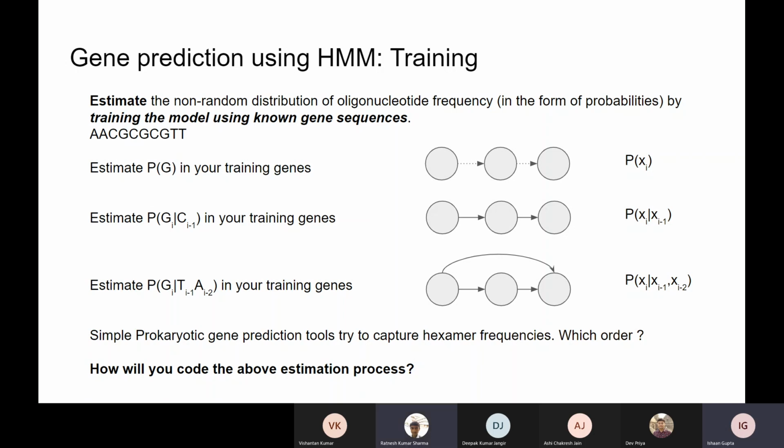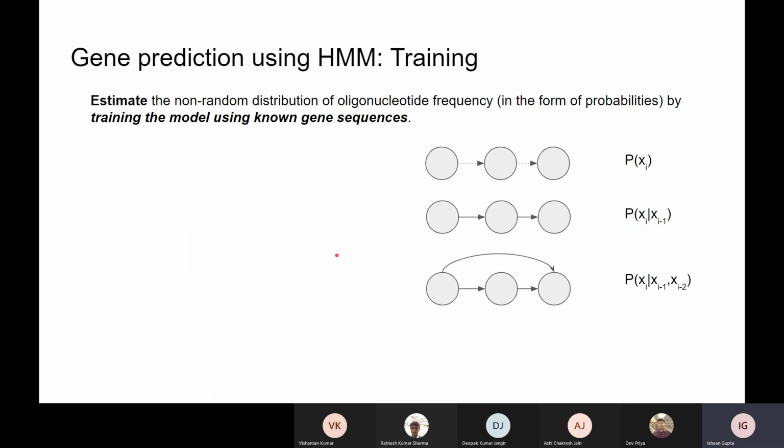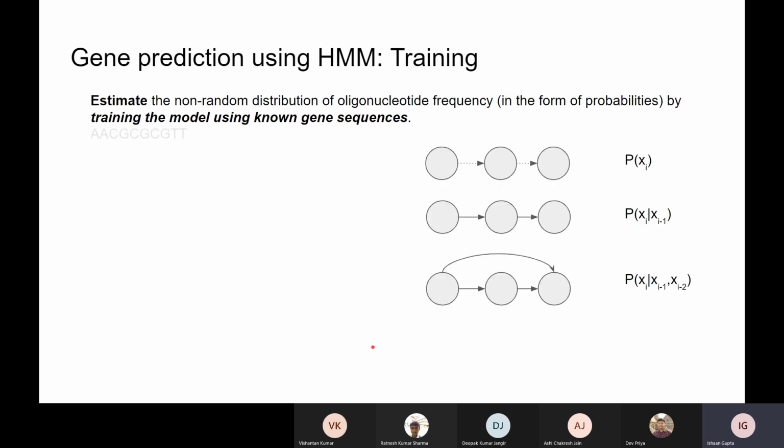So kmer, right? A 2mer is called a dimer. A 3mer is called a trimer. It's just like that. A hexamer means 6. So if you want to look at the frequency of hexamers, you will be training a 5th-order Markov model. If you remember, 0th order is for just single nucleotides, 1st order is for dimers, 2nd order is for trimers. So basically 5th order will be for hexamers.